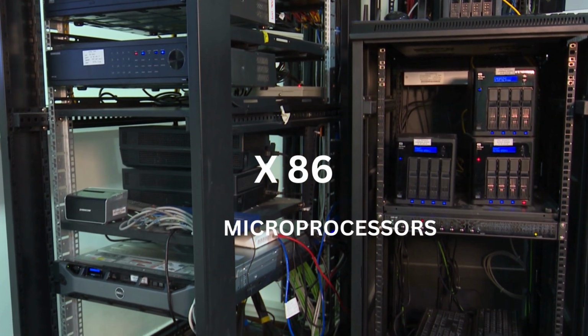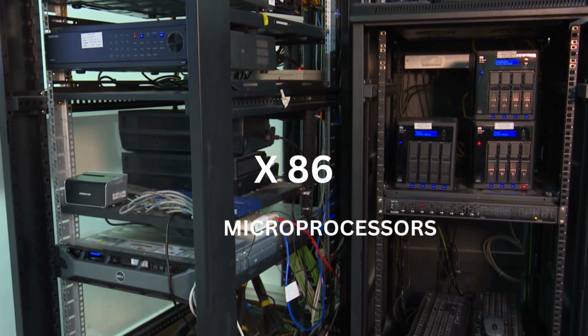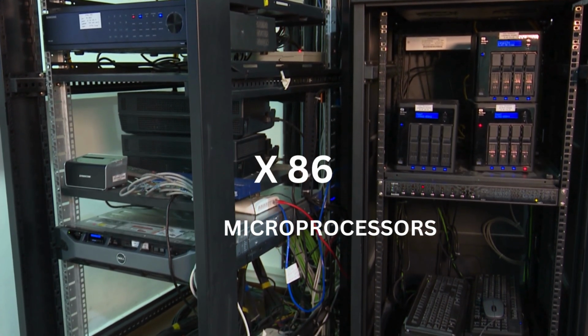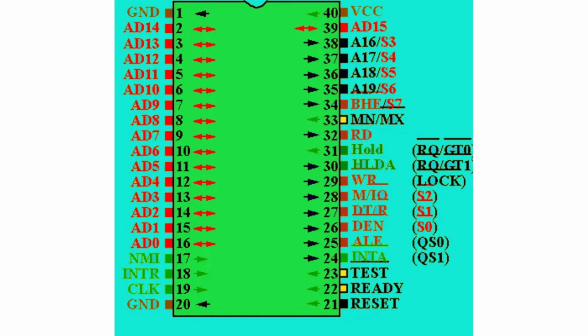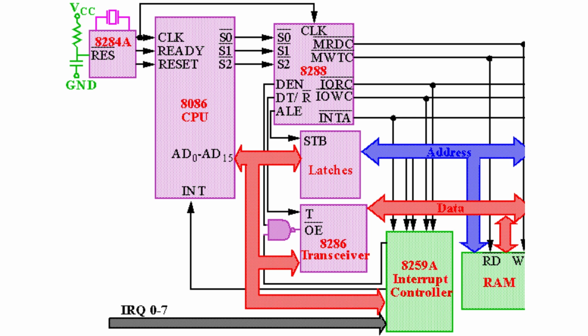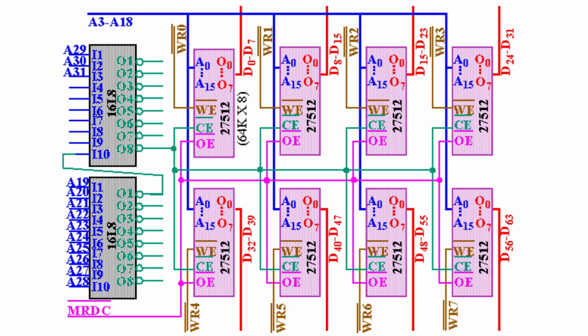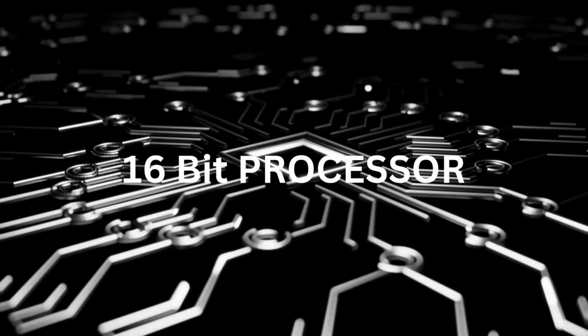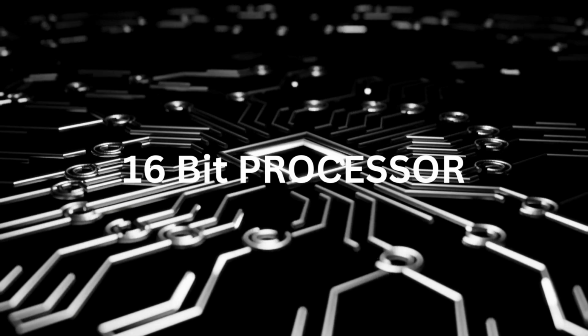Chapter 1. What is the 8086 microprocessor? So what exactly is the 8086 microprocessor? Well, it was designed by Intel in 1978 and became the foundation of today's x86 architecture. Here are some key facts about it. It's a 16-bit processor, meaning it processes data in 16-bit chunks. It has a 20-bit address bus, allowing it to access 1 megabyte of memory, which was a lot back then.